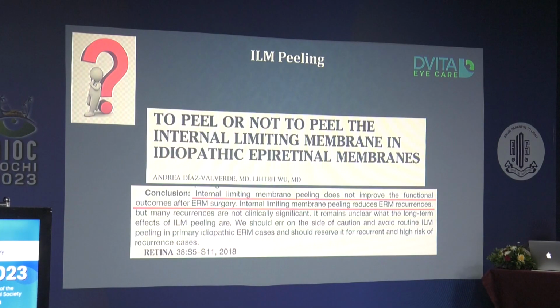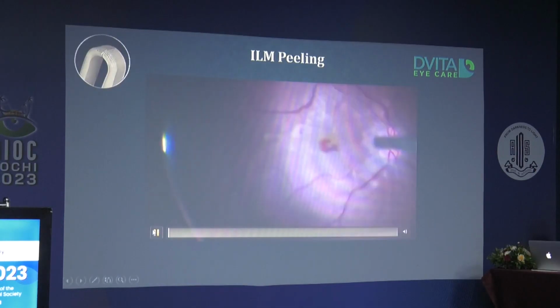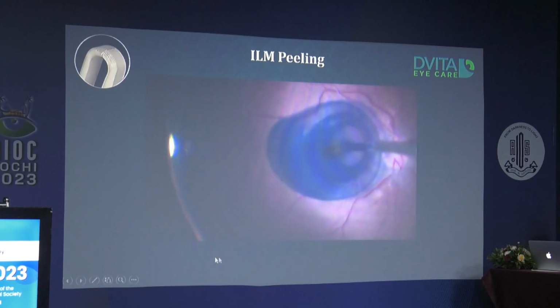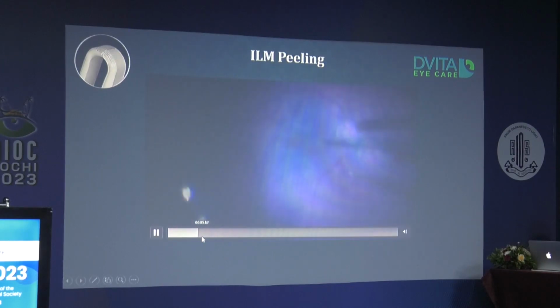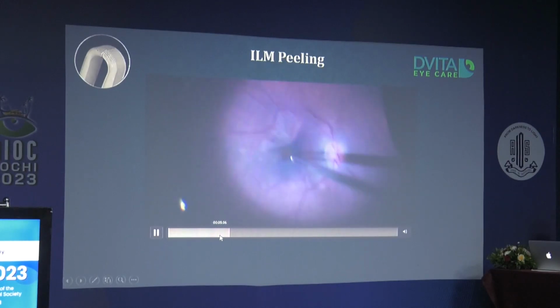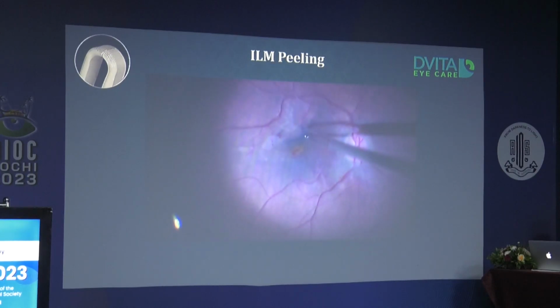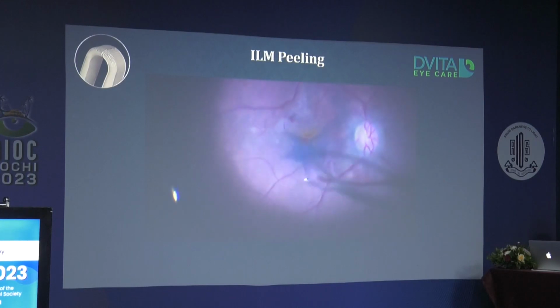Now, ILM peeling is a little controversial, whether to peel the ILM or not. Multiple papers show that ILM peeling does not improve the functional outcome, but it decreases the chances of recurrence. So in most cases we do ILM peeling. After staining with brilliant blue dye, you hold that ILM. Already the nick is made and it is elevated from the surface. Then gradually, like ERM peeling, membrane peeling is also done.